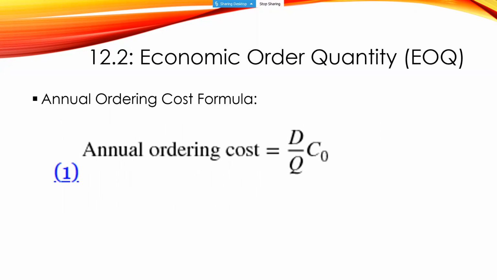So the actual formula to calculate annual ordering cost is the total annual demand divided by the quantity of goods per order, times the cost of placing an order. So D over Q would be how many times a year you order. We'll run through an example here that starts at the bottom of page 247. It makes a little more sense when you get numbers put into it.